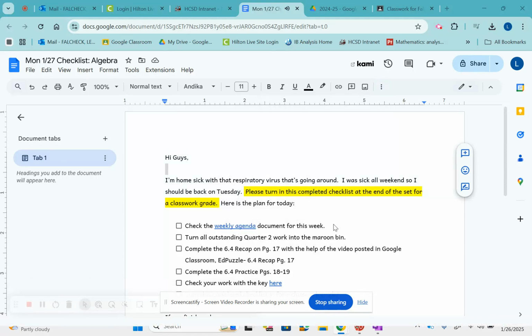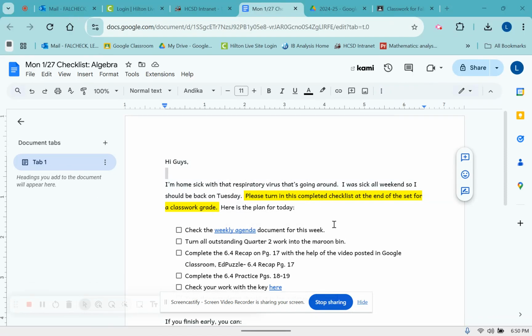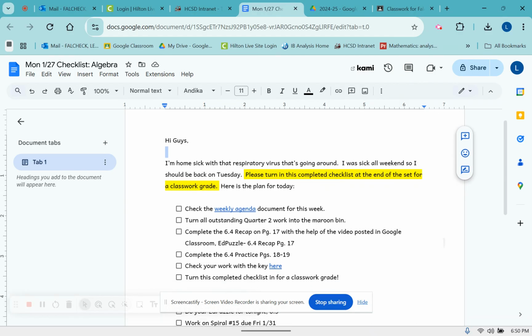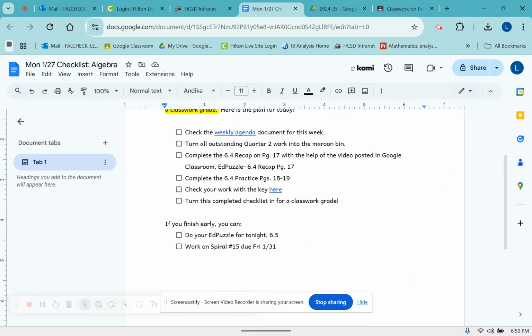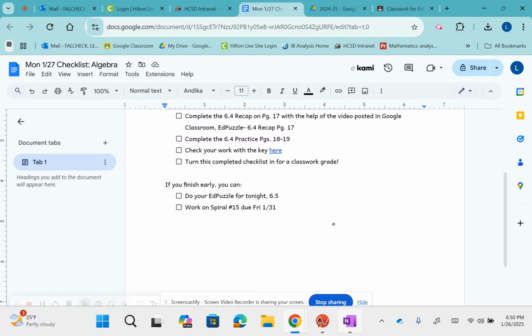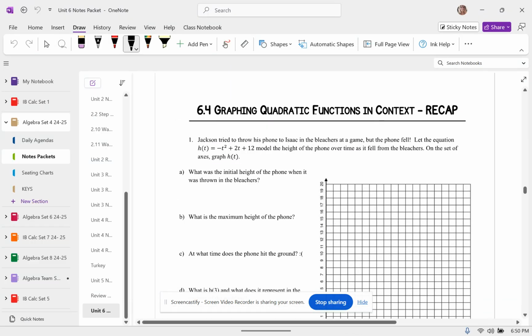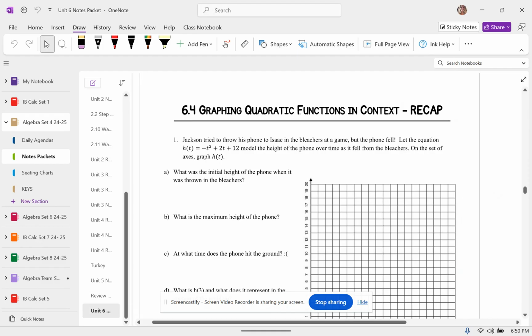Hey guys, so hopefully you checked out this checklist for what you have to do today. At the end of the day, you're going to turn in this checklist on Google Classroom, fill it out with all the checks and then hit turn it in. Right now, I'm making a video for the recap that should help you.